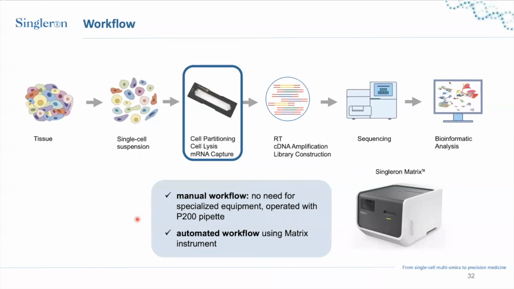For cell partitioning, you don't need any kind of special instruments. All you need is a P200 pipette, which every lab has. For people who are fans of automation or who are processing a lot of samples at the same time, there is an automation option as well. We developed the single row matrix instrument for processing 2 chips at the same time in under 40 minutes.